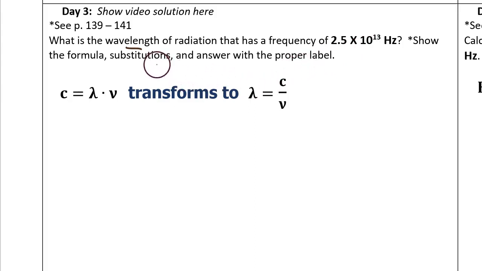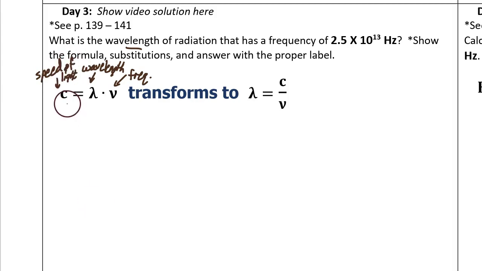So the formula that applies when a problem involves wavelength and frequency is c equals lambda times nu. This is a Greek letter lambda, and this is a Greek letter nu. The lambda represents the wavelength, and the symbol nu represents the frequency. The letter c is the speed of light.